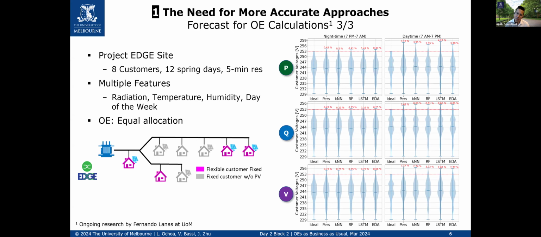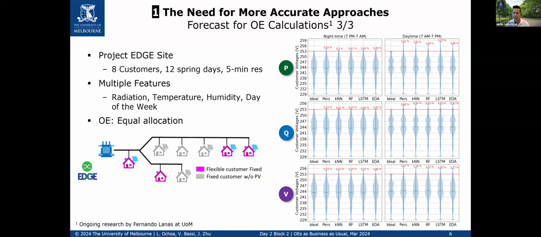So what you see in the plots there are violin plots that are just showing what would be the effects on customer voltages of using operating envelopes with different forecast methods, looking at the active power, looking at the reactive power of customers, and the voltage at the transformer. I'm not going to go into the details because it's quite heavy plots. But if you look at the different violin plots and also how they exceed the 253 volts, which is the upper limit in terms of voltages, you will see that different methods have different performance.